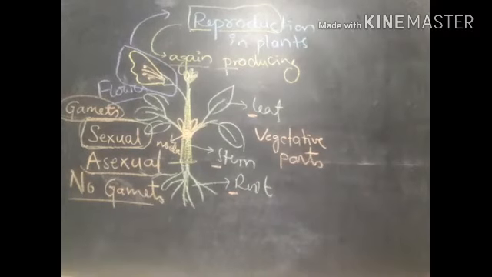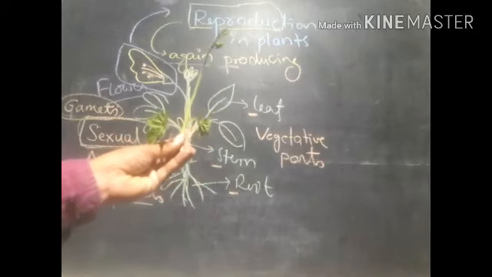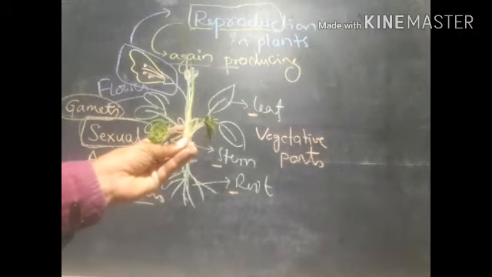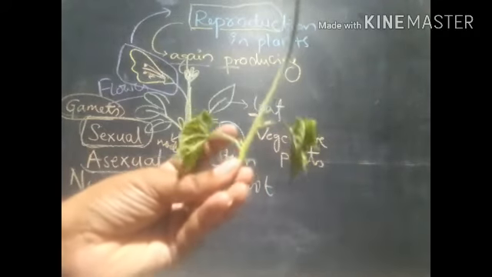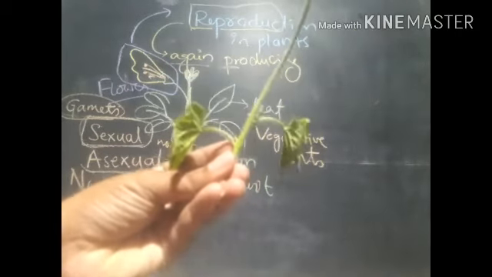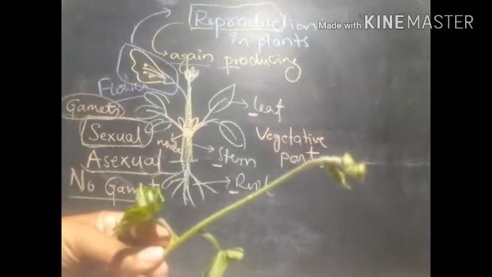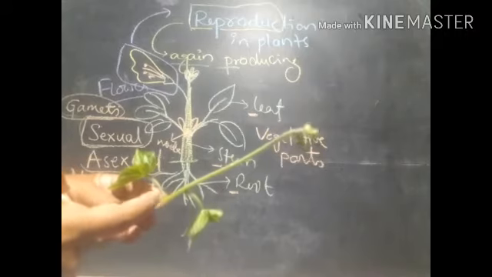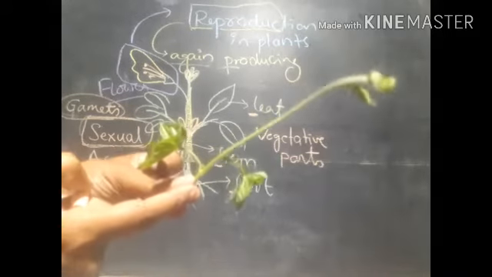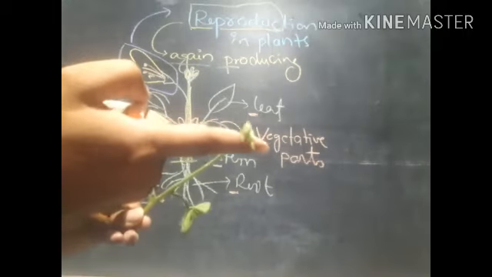So I am going to show you, right? Here it is. Wherever the branches take place, it is called node. Here, are you able to see the bud? Axillary bud. And here it is the terminal bud. Axillary bud and terminal bud. Are you able to see? This is axillary bud here. See, axillary bud. And here it is terminal bud.